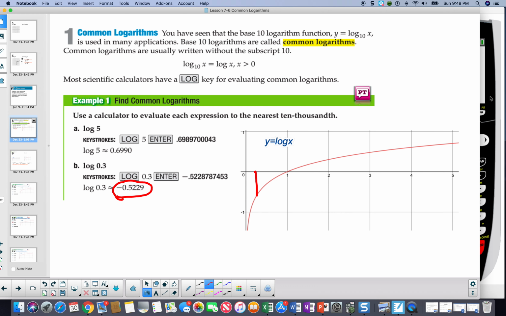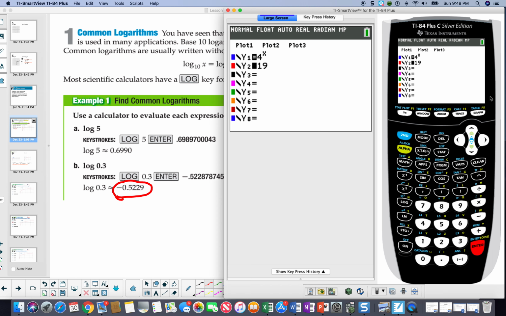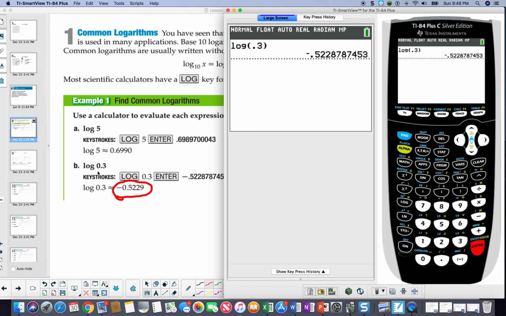So how would you use your calculator? You go over here to press log right here, and then you would put 0.3, and then you would press enter, and that's how they're getting this value.